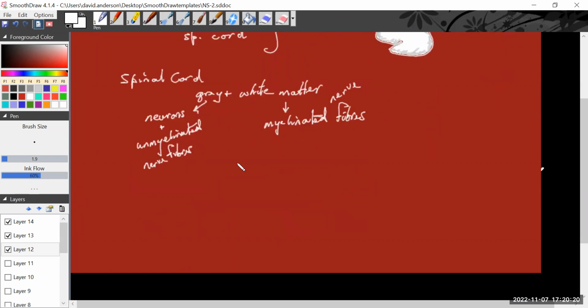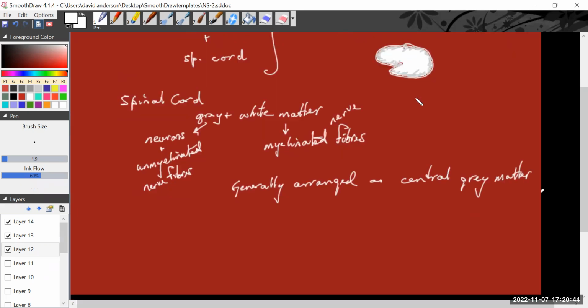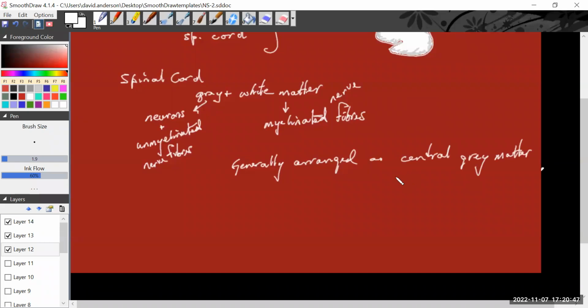So generally, the spinal cord is generally arranged as central gray matter. So you can see up here with what we drew here, the gray matter was out on the outside edges and the white matter was central. And the peripheral is white matter. So just the opposite of what we saw up in the brain. I'm going to show you a picture of this in a minute.